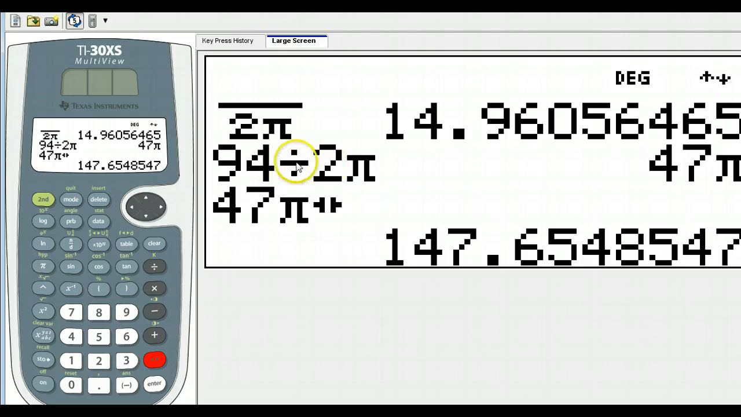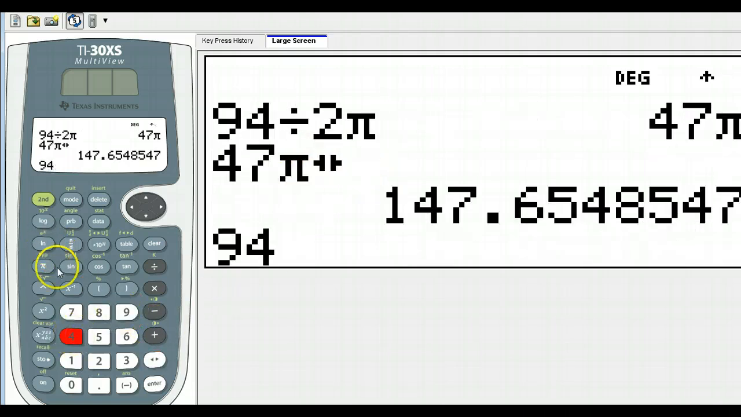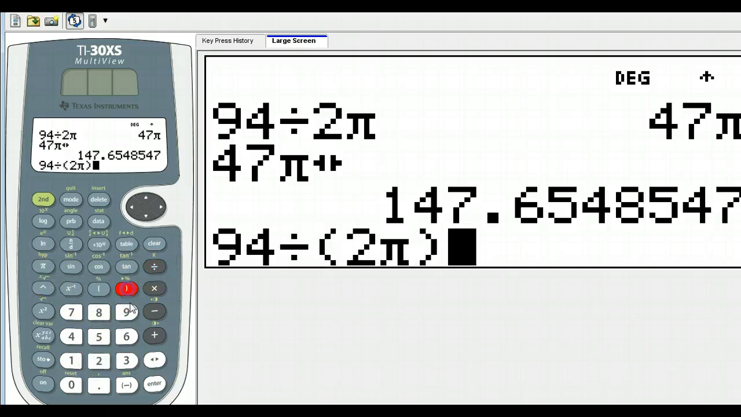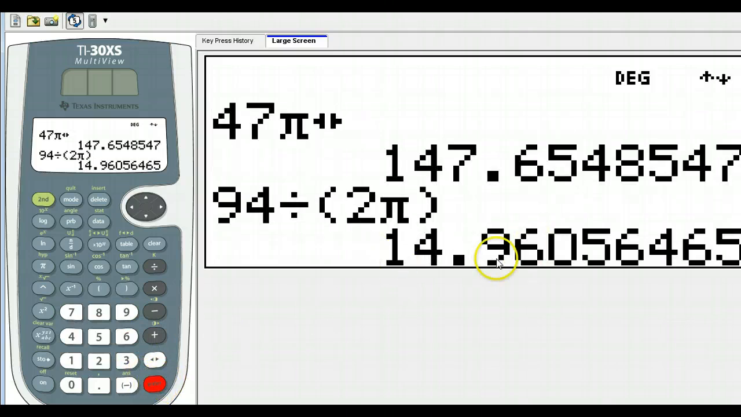If you want to use this division sign, and again, I encourage you to do a fraction instead, but if you just insist on using the division sign, then you have to put the 2 pi in parentheses. So if I do 94 divided by, and then I put parentheses 2 pi, well, then I'm going to get the 14.96 I'm supposed to. So I recommend just avoiding this by doing a fraction, but if you do use this division symbol, you have to put parentheses around anything that has more than one part to it, more than one factor.